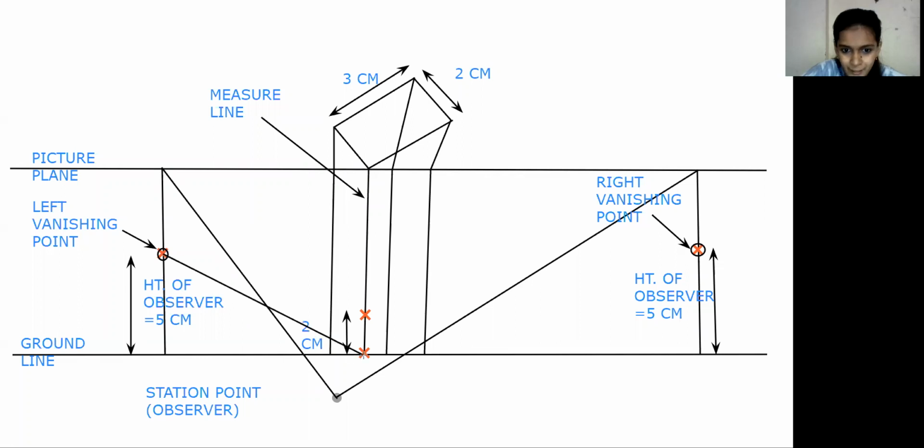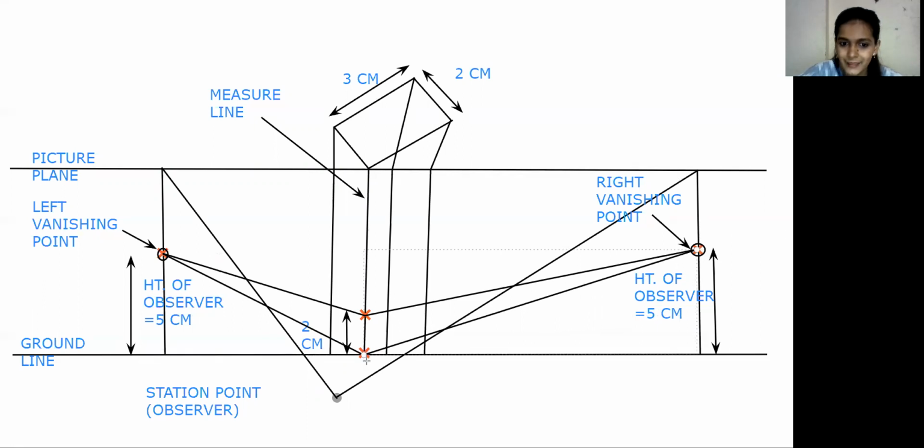Join left vanishing point and the lower point, as well as join left vanishing point and the 2 centimeter above point. Same way, join these both the points with our right vanishing point. Like this. Yeah, and another thing, in measure line, you don't mark the point like crosses, yeah?